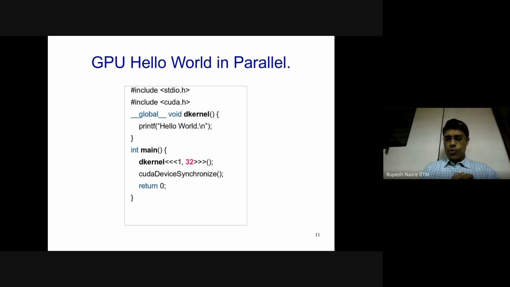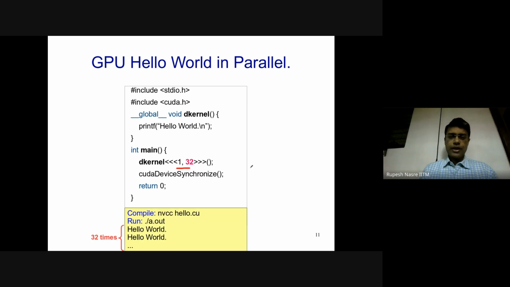Okay, so let's now make our world a little more parallel and interesting. So now I'm going to change that 1 to 32 and see what happens. So when I compile this, it compiles, thankfully. And when I run it, it actually prints hello world 32 times. And that does indicate that there is some parallelism going on. Let's understand where that is coming from.